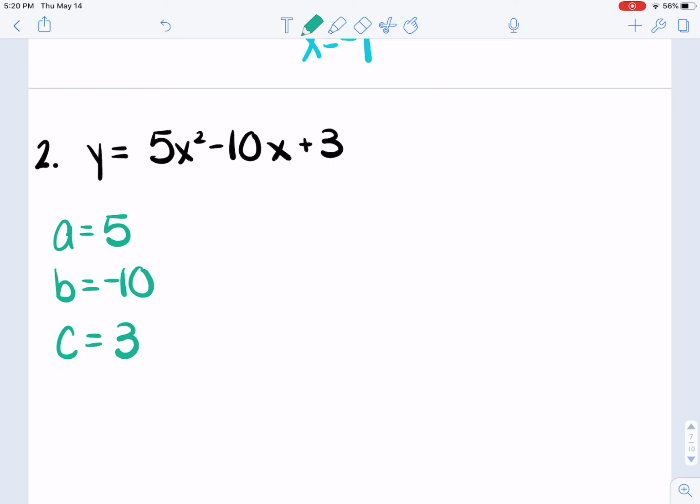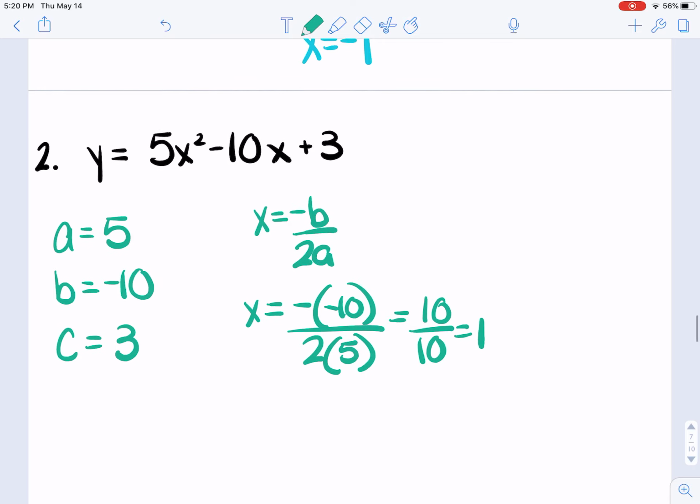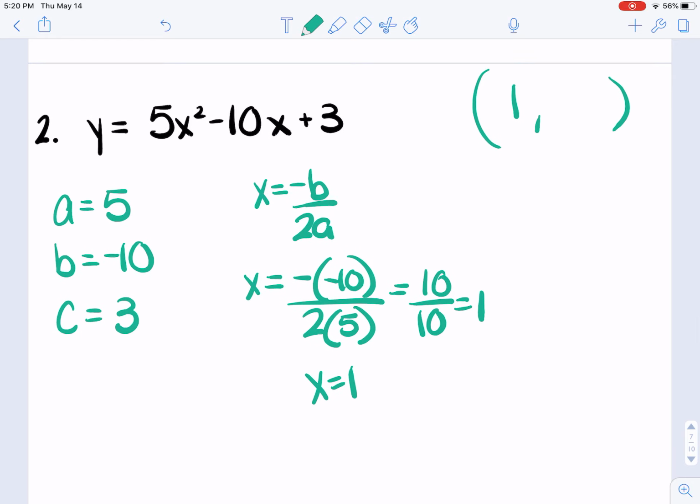So again, step 1, I'm going to find the axis of symmetry, which is the x value. So x equals -10 over 2 times a. This gives me 10 over 10, which is 1. Now, the only thing that a calculator is going to do for you is just help you with that basic math. There's not much else that I can do with the calculator at this point, other than if for some reason you didn't know what 2 times 5 was.